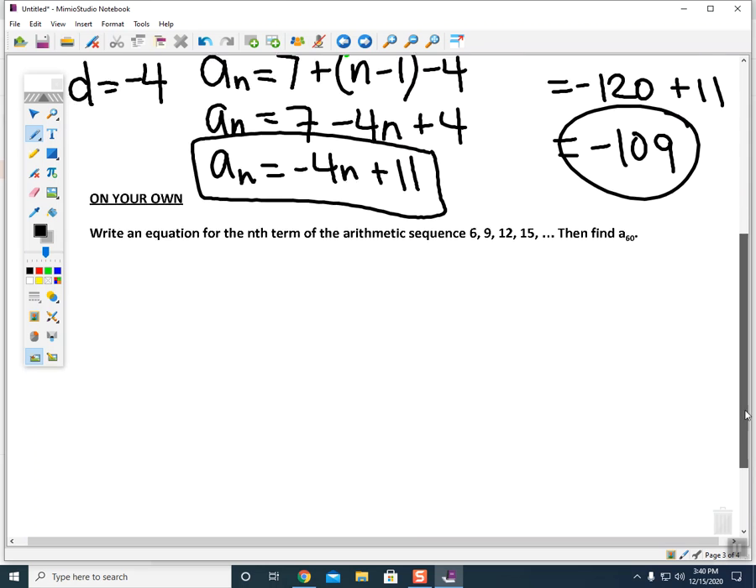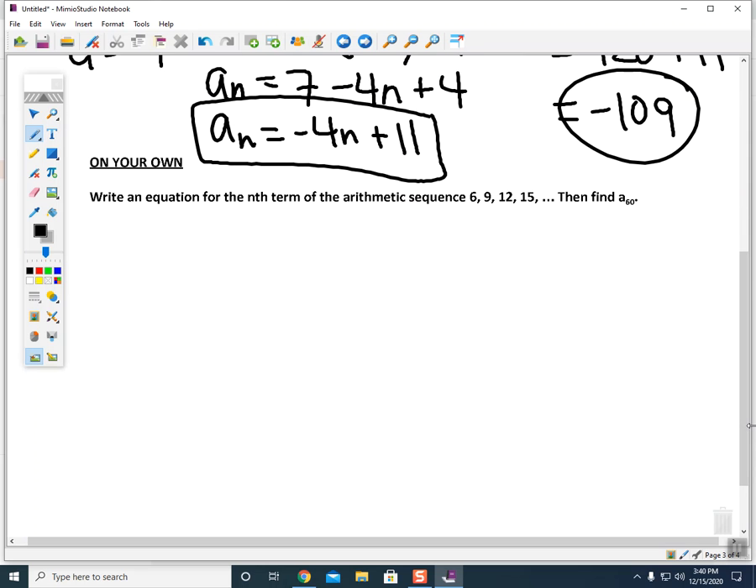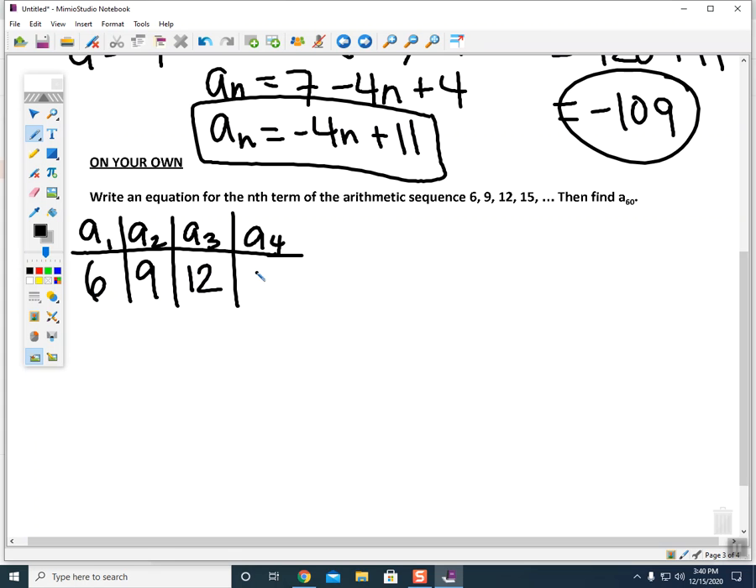So I want you to go ahead and do the second one on your own. Write an equation for the nth term of the arithmetic sequence 6, 9, 12, 15, then find a sub 60. If I were doing this, I would want to start by making a table. It helps me visualize what's happening. So a sub 1, a sub 2, a sub 3, and a sub 4. I've got 4 of them that I'm working with here: 6, 9, 12, 15.